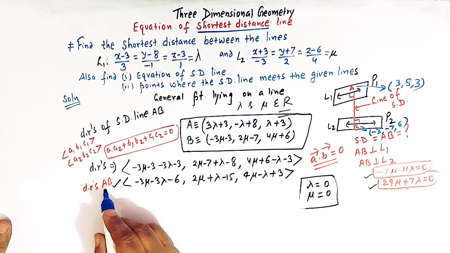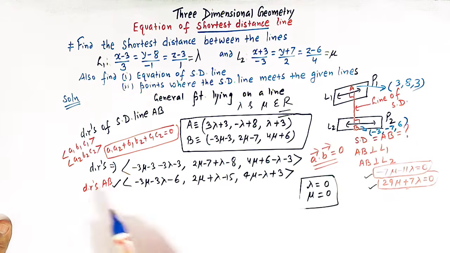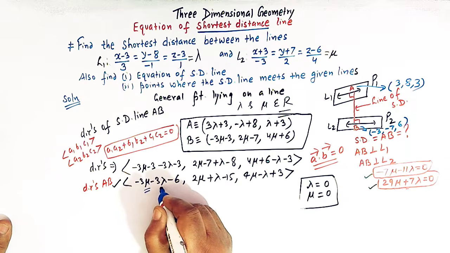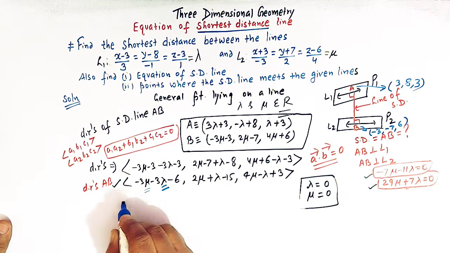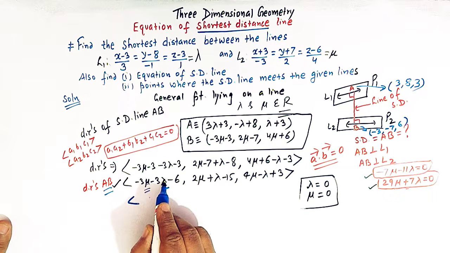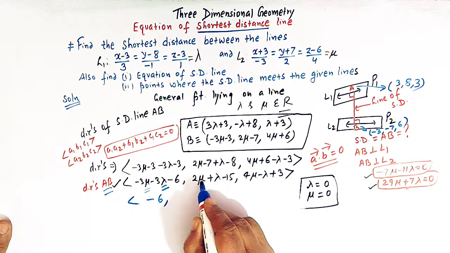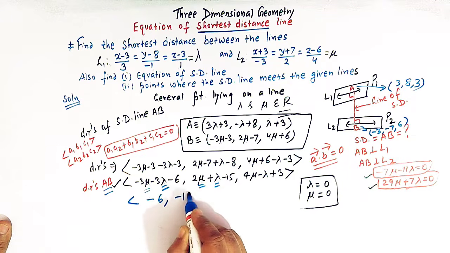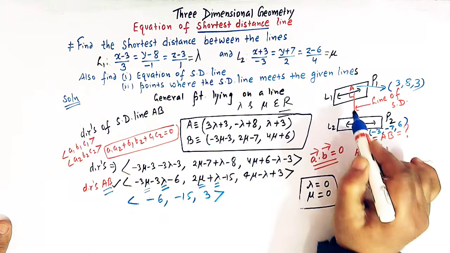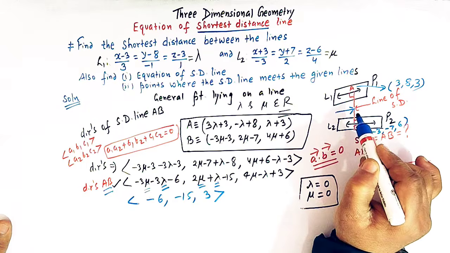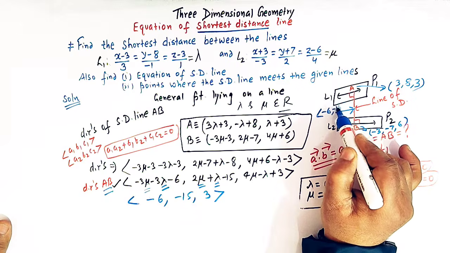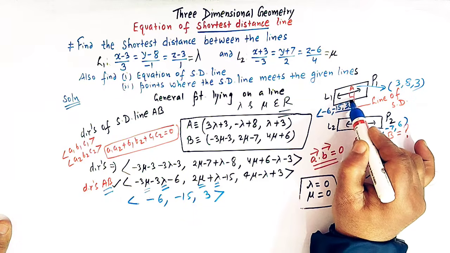So now the direction ratios of this line of shortest distance, that is AB, can be obtained by taking mu equal to 0 and lambda equal to 0, right? So we have direction ratios of AB as 0 minus 6 only, 0 minus 15, and 0 plus 3, right? So the direction ratios of this line of shortest distance are given by minus 6, minus 15, and 3.